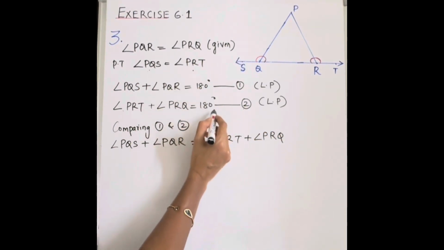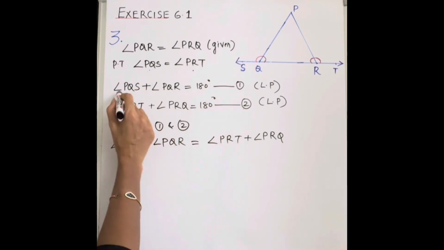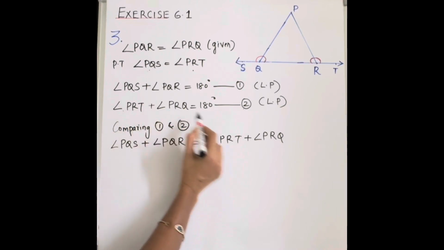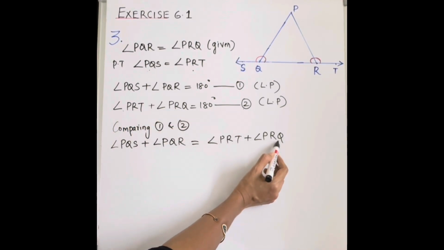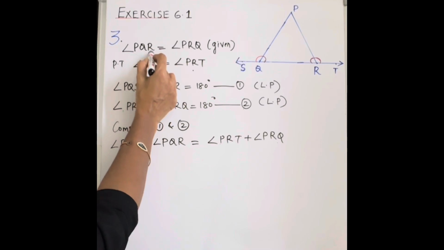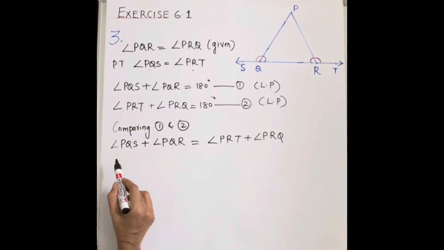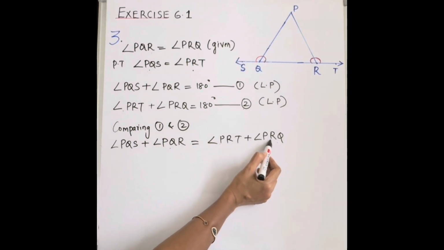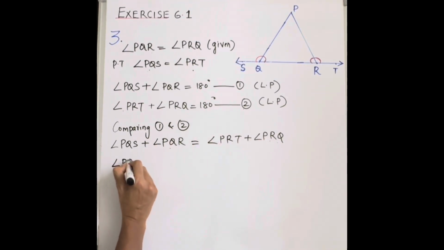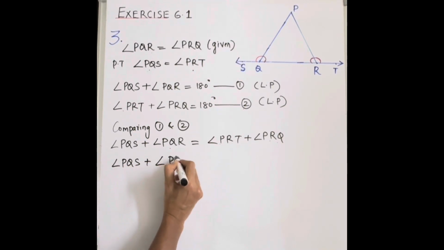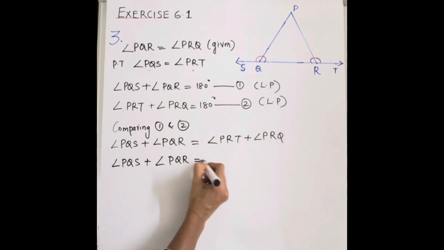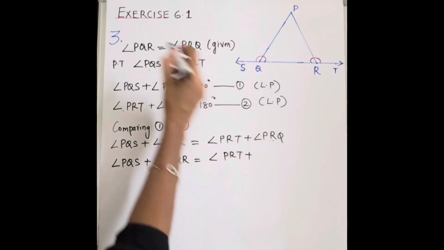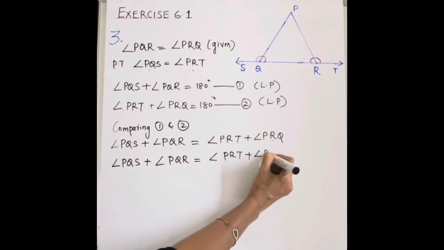Why? Because in equation 1 and 2, the right hand sides are equal. So we equate the left hand side. PQS plus PQR is equal to PRT plus PRQ. Now it's been given that angle PQR is equal to angle PRQ. Where is PQR? This PQR is equal to angle PRQ. So can we write PQS plus angle PQR is equal to angle PRT plus, instead of PRQ, we can write angle PQR.